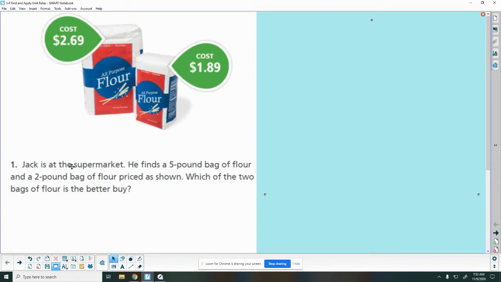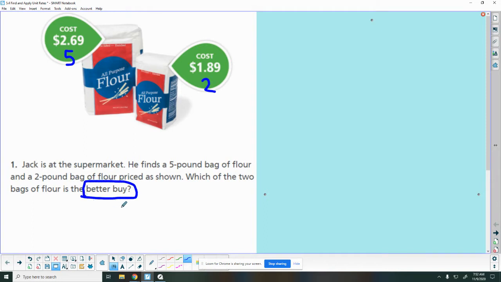So we have Jack is at the supermarket. He finds a 5-pound bag of flour and a 2-pound bag of flour for the prices shown. So this is 5 pounds, this is 2 pounds. Which of the bags of flour is the better buy?